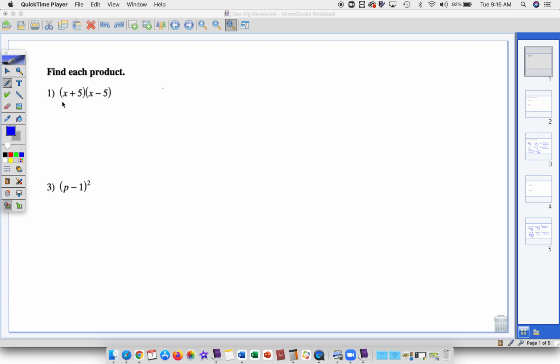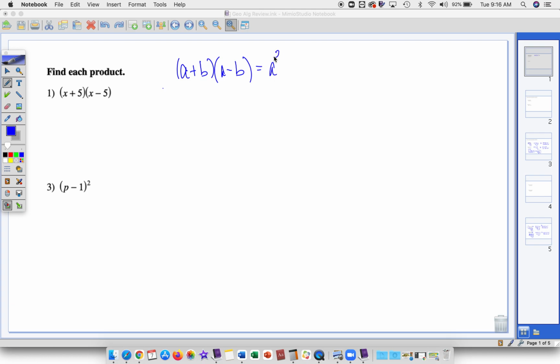The first thing we're going to do is multiply what we call some special products. If you look at what we have here, these are called conjugates, right? Conjugates differ by the sign of the second term. Okay, so if we have a plus b times a minus b, if you look at your inners and outers, they're opposites.